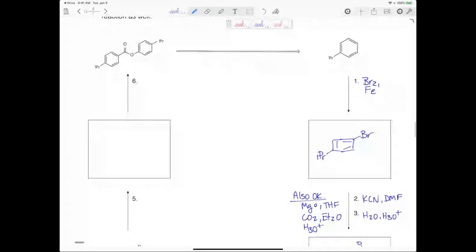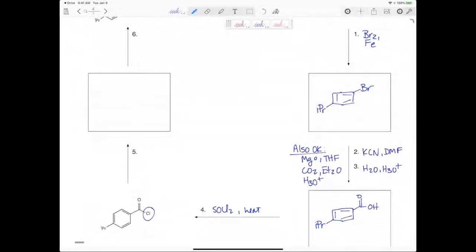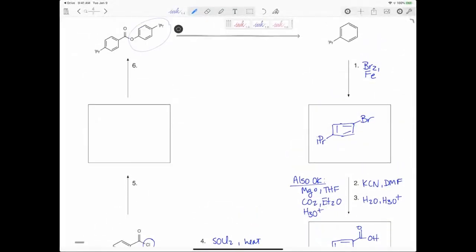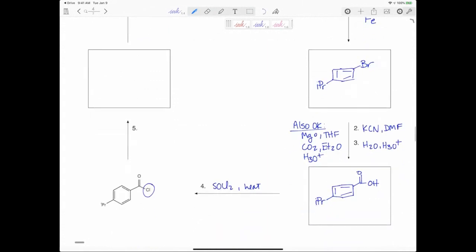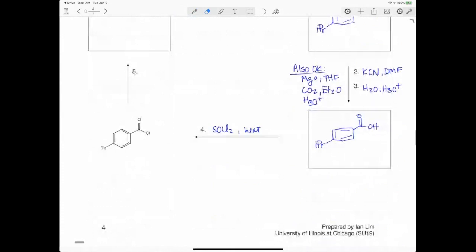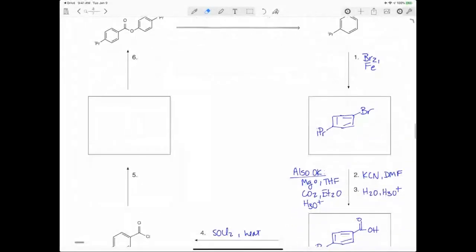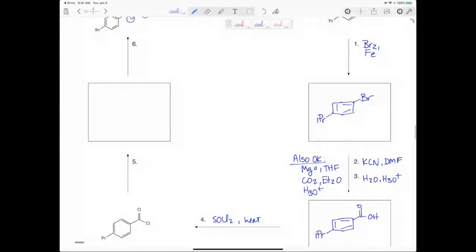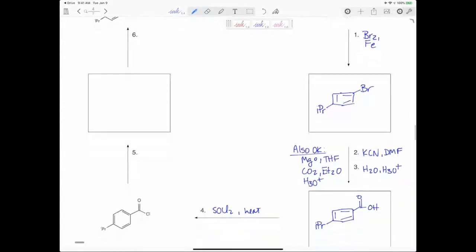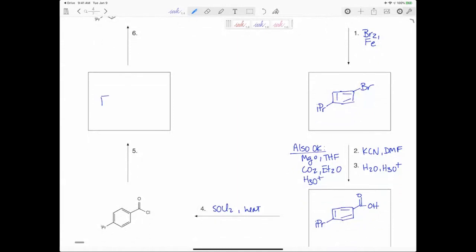Okay, so I have an acid chloride. I have now this guy to deal with. Correct. So look at this though. I know that this here is an ester. Correct. With an ester, I know that a step before this is something called the Baeyer-Villiger oxidation.